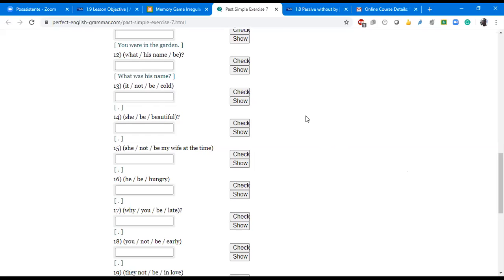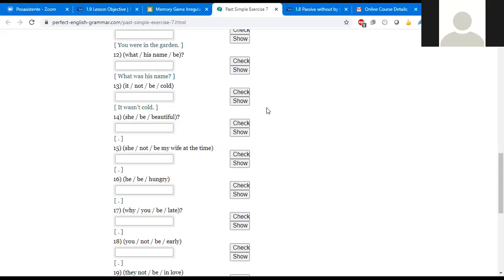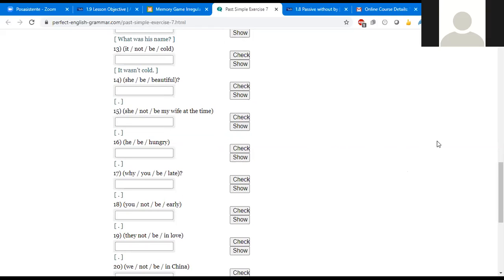Number 13. Okay. It was not cold. It was not cold. It was, well, it's negative, sorry. It wasn't, but it's okay. It was not cold. Yes. Okay, good. William.